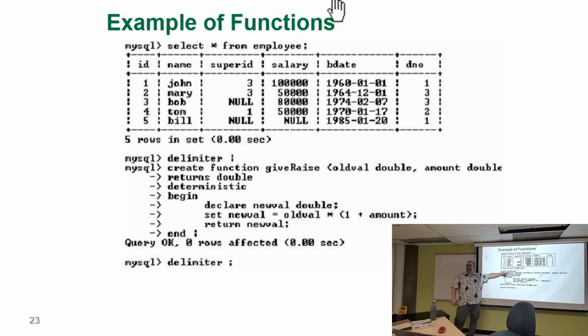So let me just go to an actual function here. Delimiter, but this time we're changing it to a pipe, just so we can show you that we can do whatever we want. Create function, give raise. Old value double, amount double, and apparently I'm missing my parenthesis at the end, it got cut off. It returns a double because we're returning a double. It's deterministic.